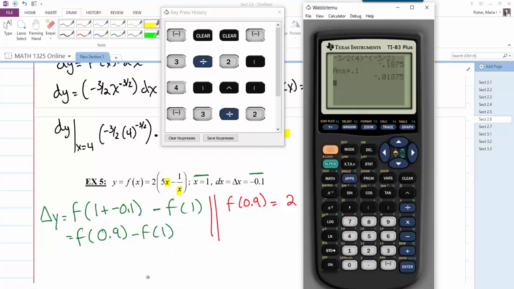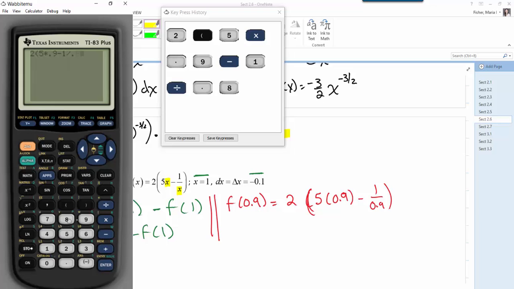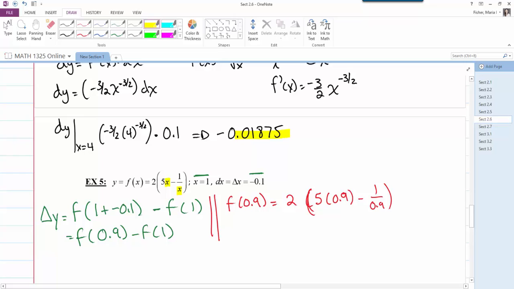So calculator again. 2 parentheses 5 times 0.9 minus 1 divided by 0.9. So what we get here is 6.77778. I think I can make that into a fraction. Let's try. 61/9. So just to get an exact answer, we're going to say that this is equal to 61/9.